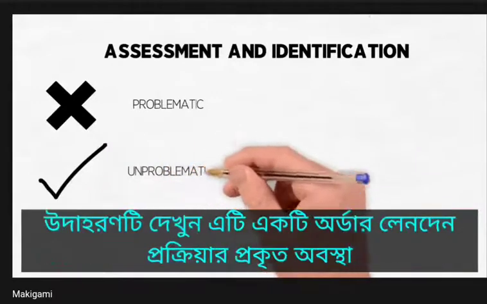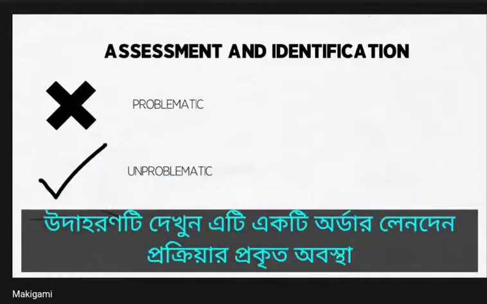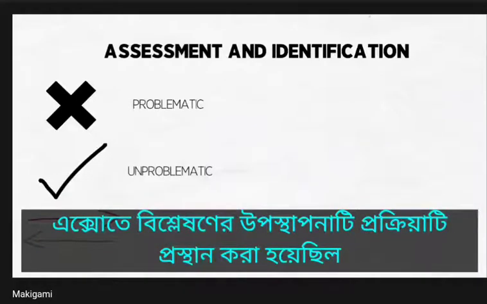Let's take a look at the example. This is the actual state of an order transaction process. The presentation of the analysis was made in Excel. The process is divided into 6 part processes with 5 protagonists.